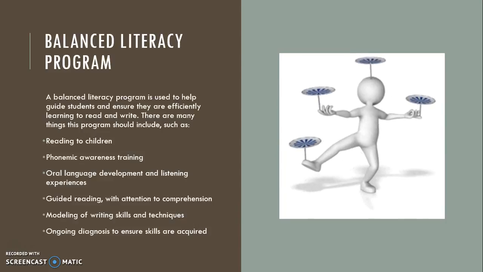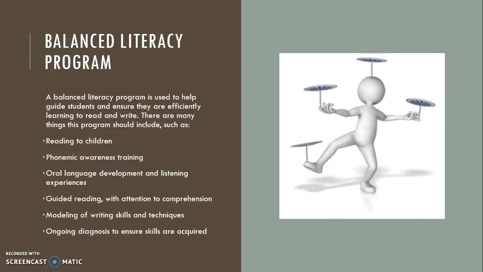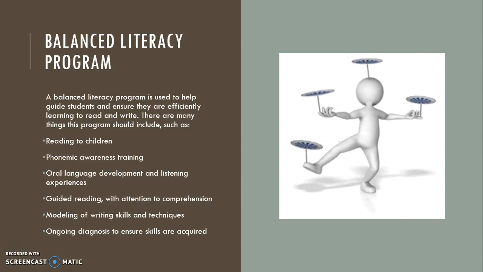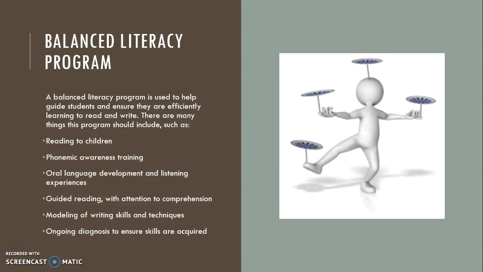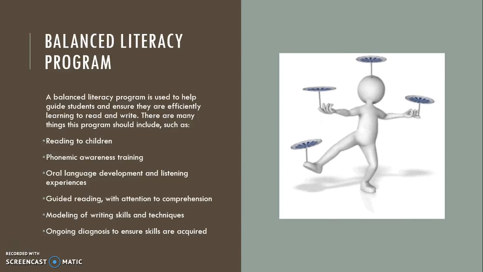So the next part is about a balanced literacy program, which is used to help guide students and ensure they are efficiently learning to read and write. There are many things that this program should include, such as reading to children, phonemic awareness training, oral language development and listening experiences, guided reading with attention to comprehension, modeling of writing skills and techniques, and ongoing diagnosis to ensure skills are acquired.